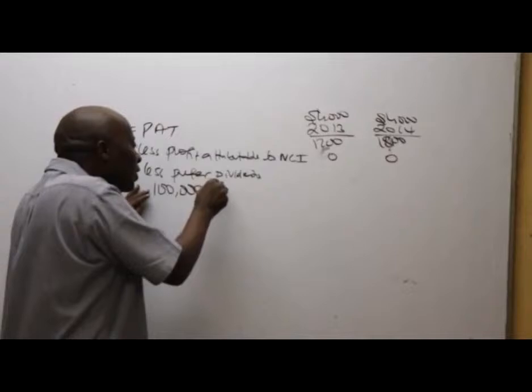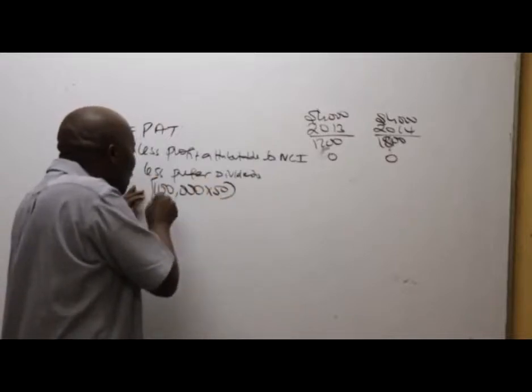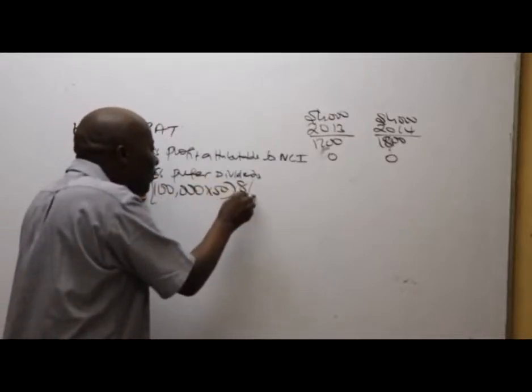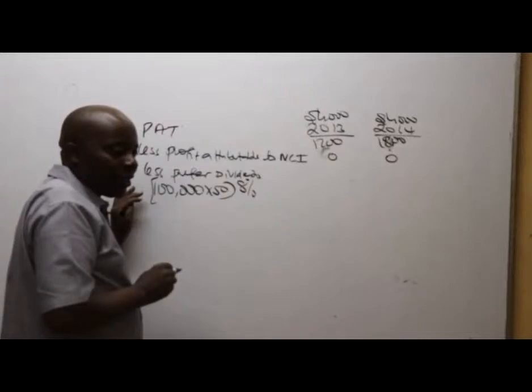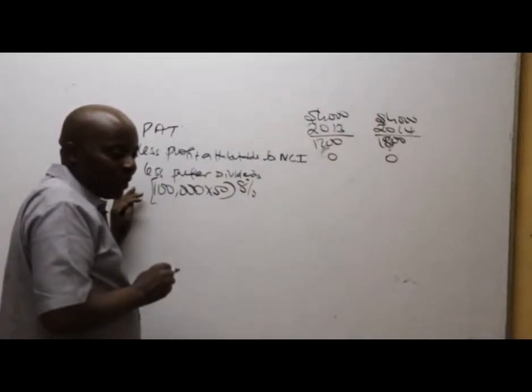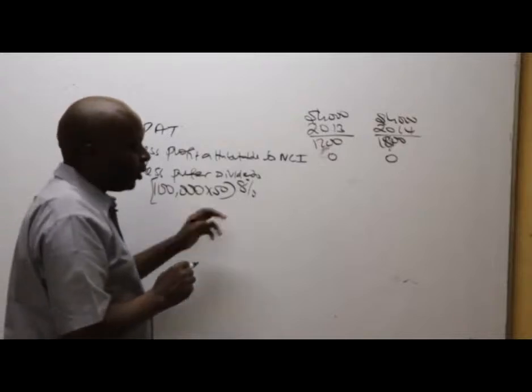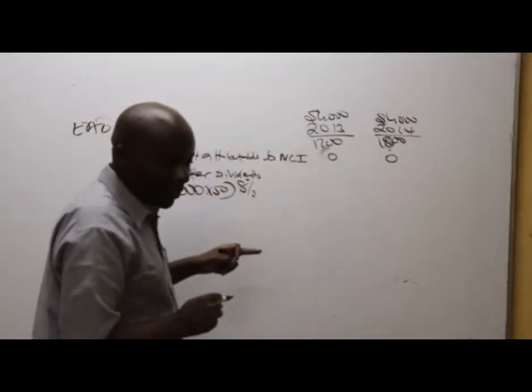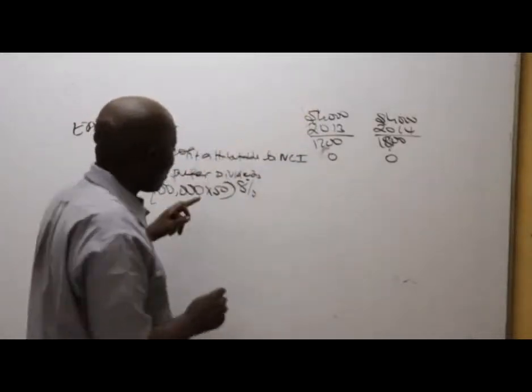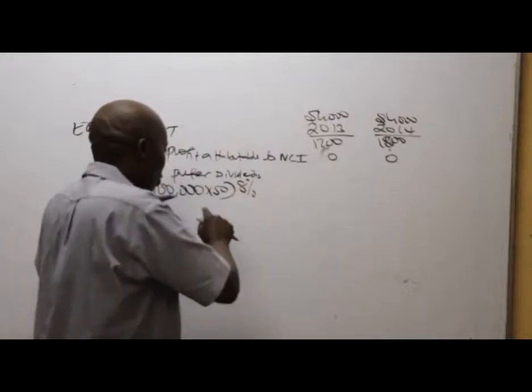So once I have this total preference share capital, I'll only take my dividend percentage, which is 8%. 8% of the 5 million. My figures are in shillings thousands. So in this case here, what is 8% of the 5 million?